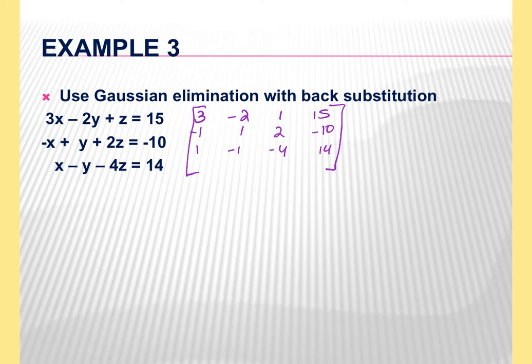All right, first goal. Good. So I want 1 up here. I'm going to switch row 1 and row 3. I would not want to multiply the top by 1/3 this time because that 2 is going to get yucky. The 1's going to get yucky. I don't want to work with fractions if I don't have to. So I'm going to swap it. So 1, -1, -4, 14. -1, 1, 2, -10, and then 3, -2, 1, and 15.